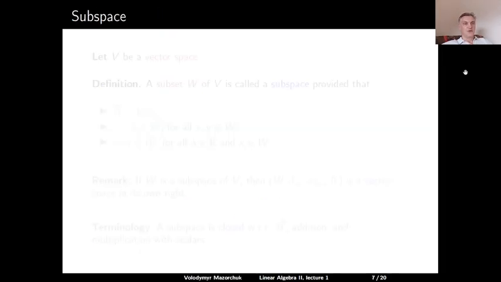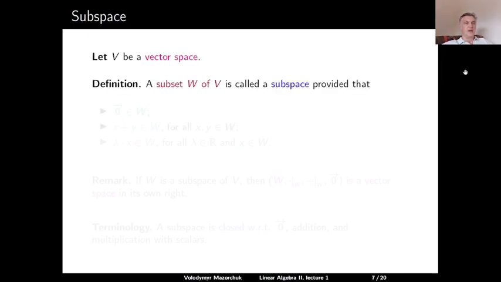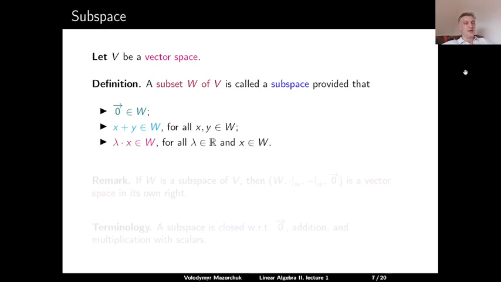Next, let us talk about the notion of a subspace. Let V be a vector space. Definition: a subspace of V is a subset, let's say W, which has the following properties. First of all, the zero vector should belong to W. The second property: if x and y are two elements in W, their sum x plus y should belong to W. And the third property: for any element x in W and for any real number lambda, lambda x should belong to W.